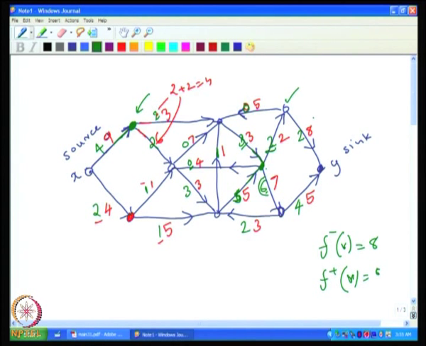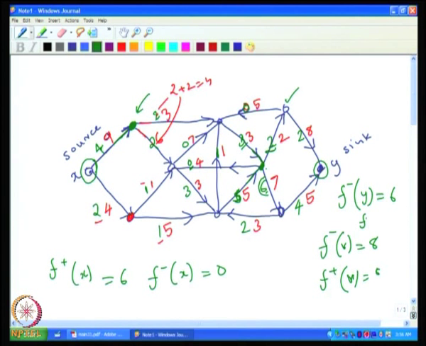While for x this is not true, because there are only outgoing arcs, 4 plus 2, so f plus of x is equal to 6, while f minus of x is equal to 0, because there is no incoming arc at all. What about y? We have f minus of y equal to 2 plus 4, 6, and f plus of y is equal to 0, because there are no outgoing arcs here.